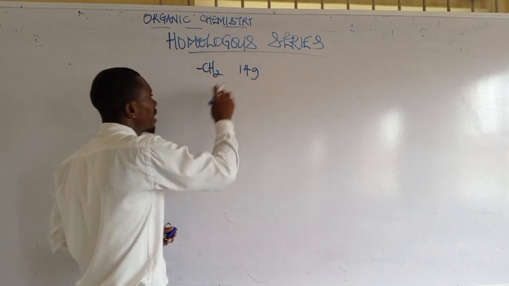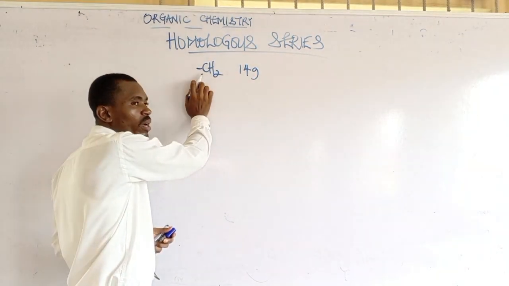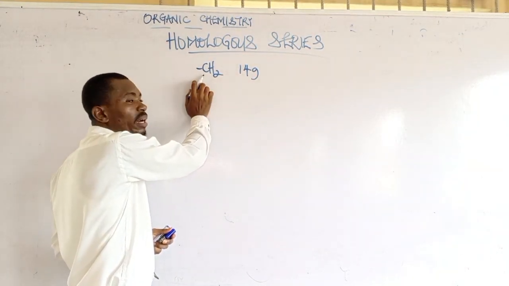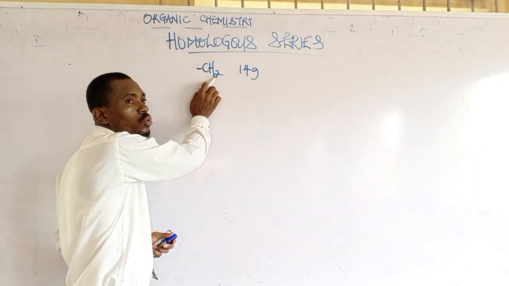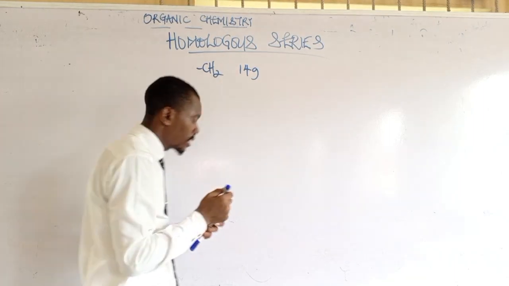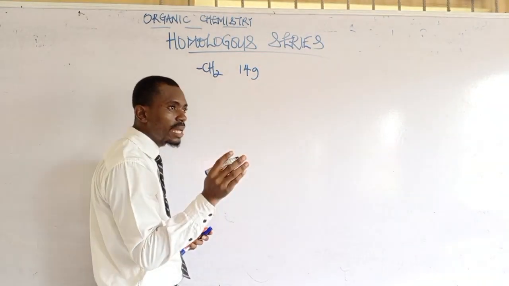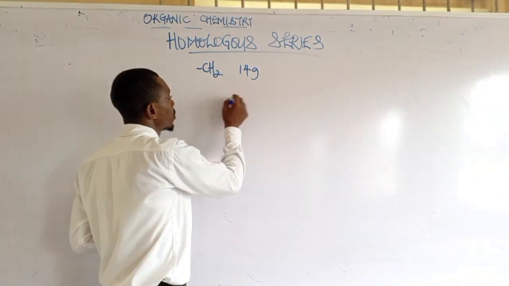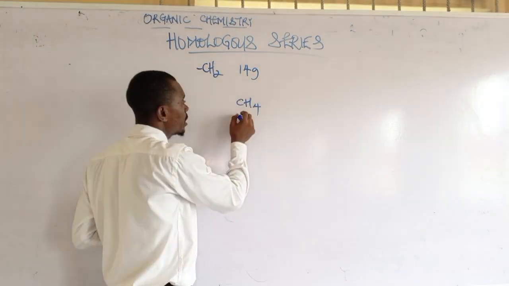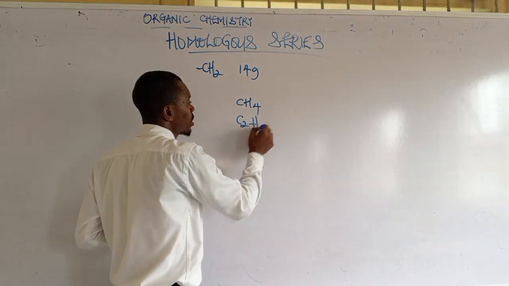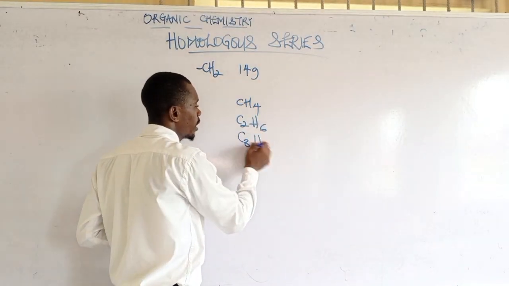So how we got that 14 is by the fact that carbon is 12 in terms of the molecular mass and hydrogen is 1. But there are 2 atoms, so 1 times 2 gives us 2 plus 12, 14 grams. Let's see an example using alkane as a case study. So for alkane, we have methane, CH4, we have ethane, C2H6, we have propane, C3H8.